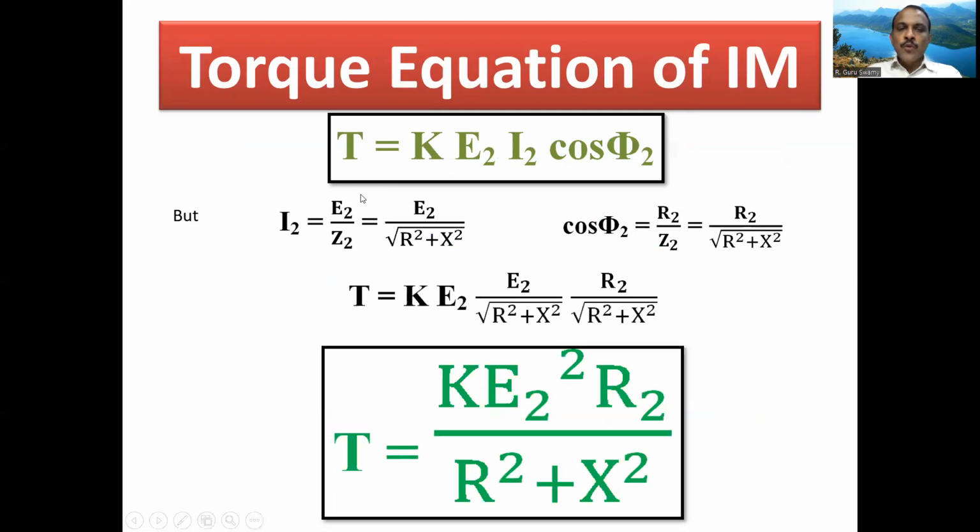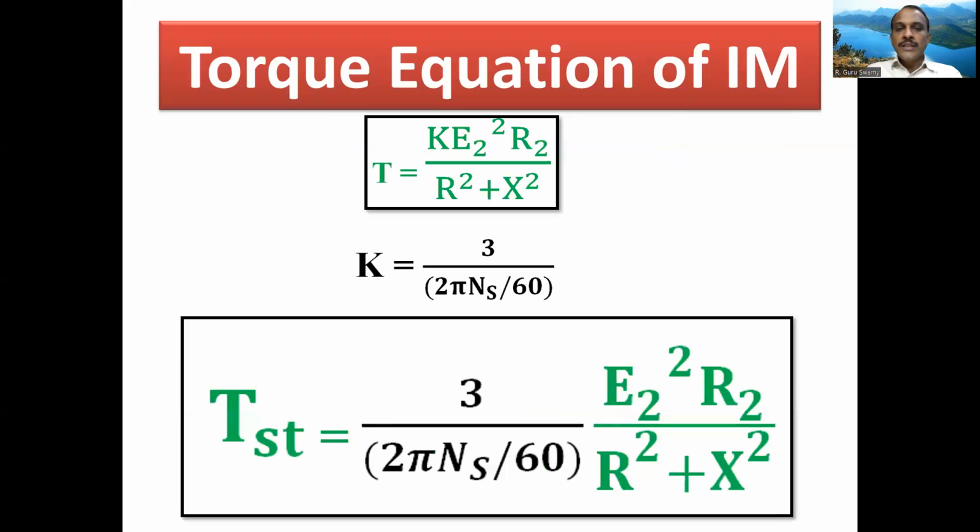What is I2? According to Ohm's law, I is equal to V by R, so I2 is E2 by Z2, which is E2 divided by square root of R2 square plus X2 square. According to the impedance triangle, cos phi 2 is equal to R2 by Z2, which is R2 divided by square root of R2 square plus X2 square. I substitute these two in the above equation: K into E2 by square root of R2 square plus X2 square, into R2 divided by square root of R2 square plus X2 square. So torque is equal to K into E2 square into R2 divided by R2 square plus X2 square, which is the equation you are going to get.